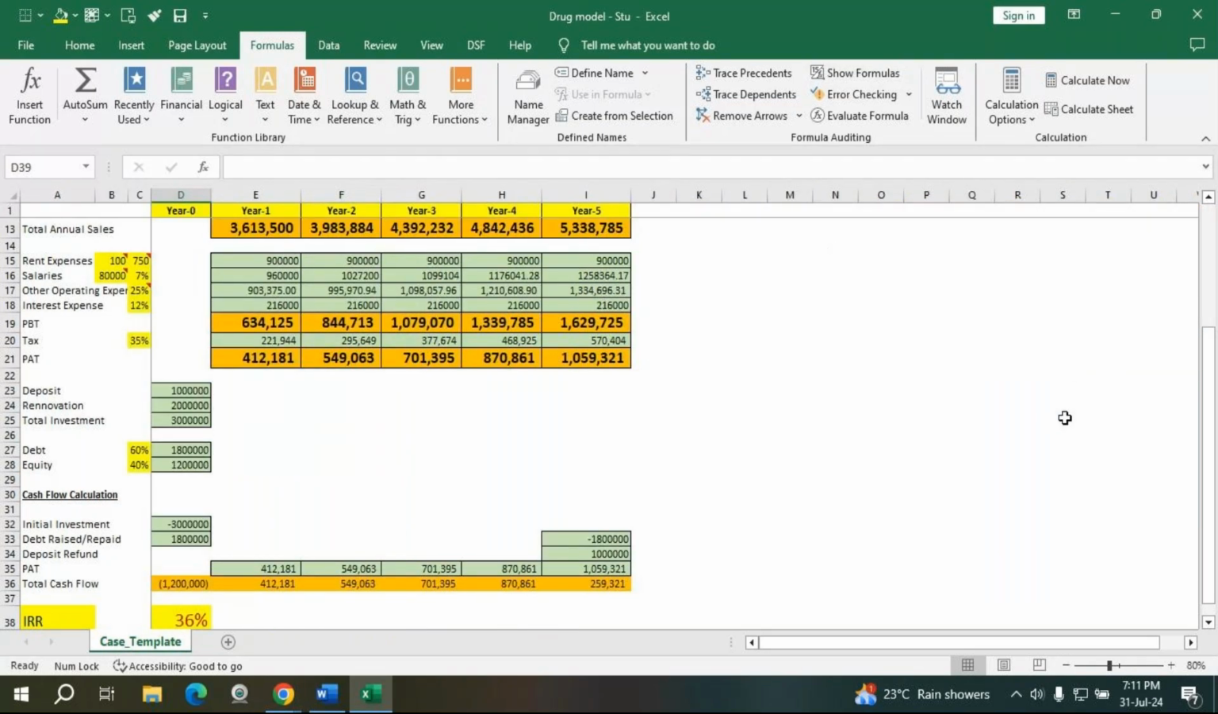So initial investment means the money is going out of my pocket, so I'm going to take it in minus. That is 3 crore rupees, whatever I'm making the investment. That is going out of my pocket. Debt raised, initially I'm receiving it. At the end of the 5th year, I'm going to repay it. And they are telling deposit would be refunded, that is 10 lakh rupees, so that amount I have to show in positive. Then I bring down the profit after tax values, and I have done the total of all this, total cash flow. So IRR would be 36% on the total investment. So he can definitely go for this project.